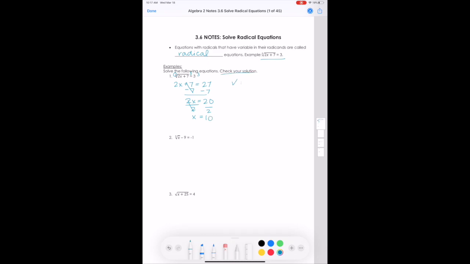We found that x equals 10, so we're going to substitute that into the original equation and just make sure it works out. So for this first section, if you've gotten the correct answer, they should all work out. But in the second section, we'll see where some of them do not always work out.